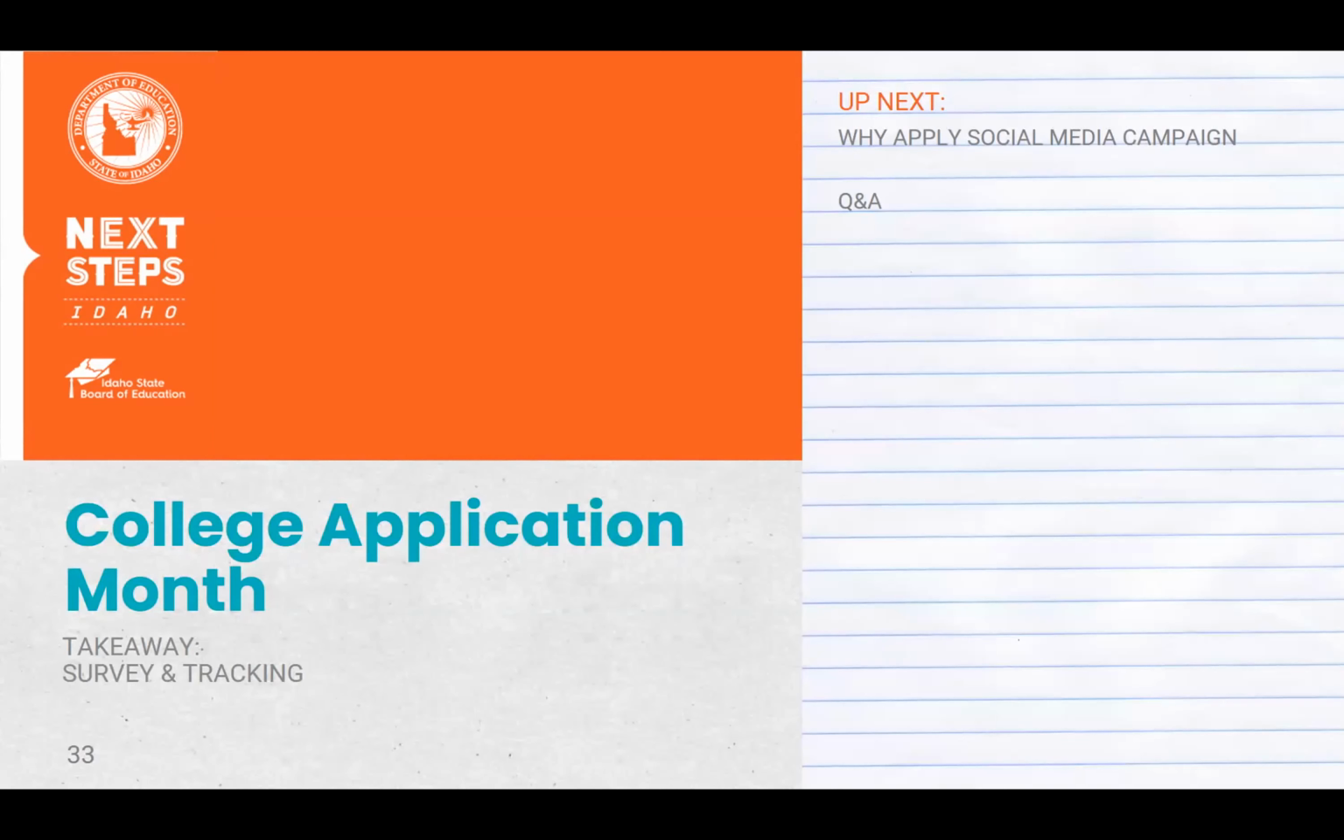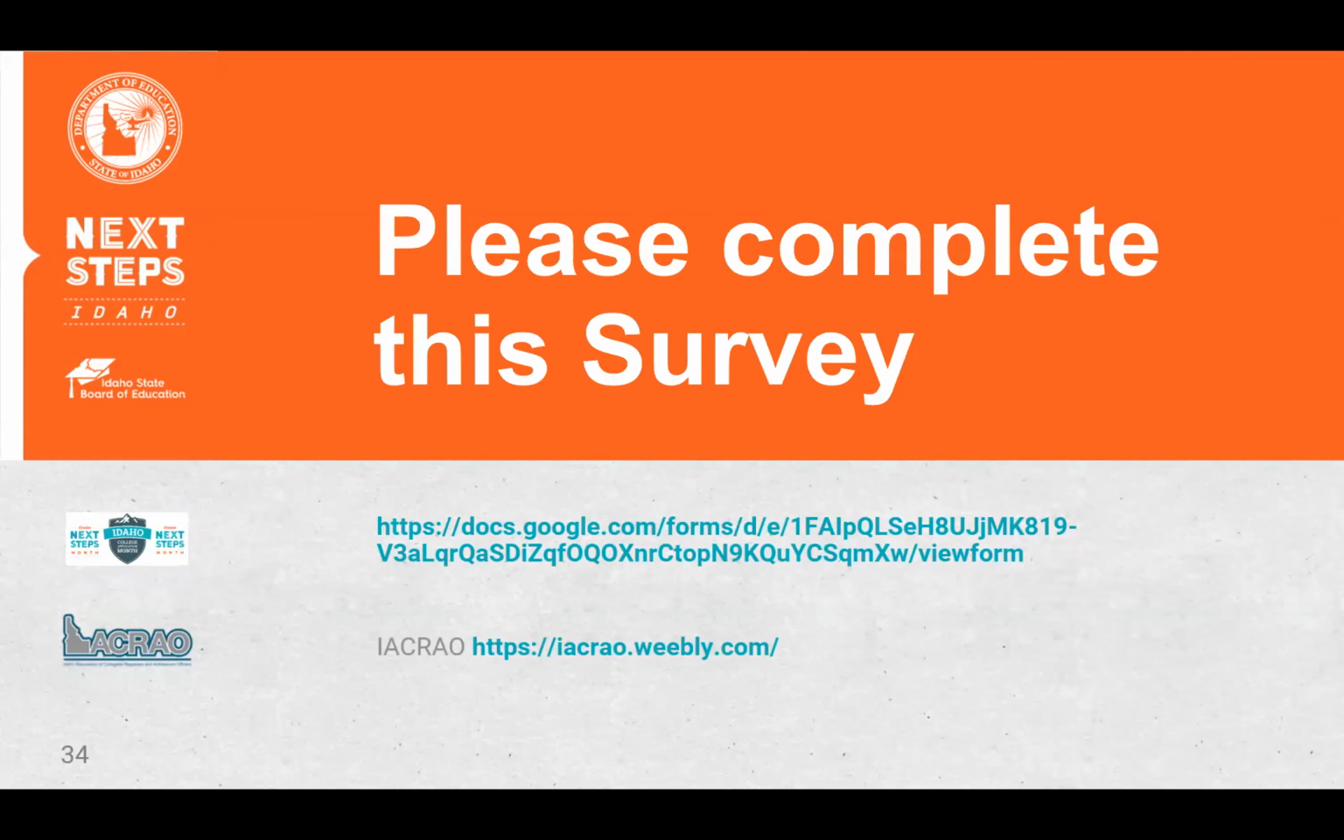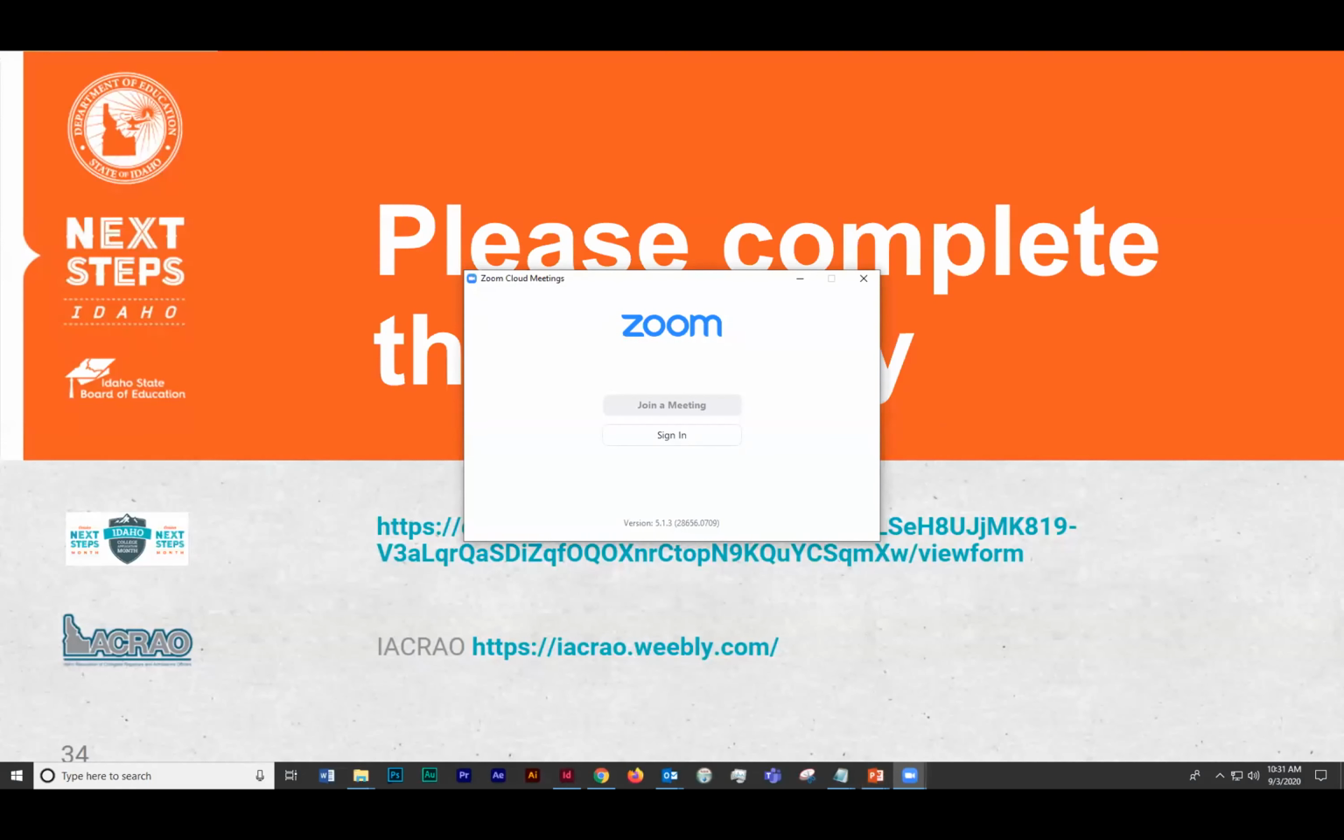Okay, next up is our college application month. We are working with IACRO this year. If there's the next slide. We would ask that you please complete this survey. If you're on our Next Steps newsletter list, IACRO is sending out a survey to find out how you are looking for help this year, whether or not you're going to have an in-person event, whether you're going to have virtual events. So we really encourage you to complete this survey for IACRO so that they know how best to help you and your school support students through the application process this year.